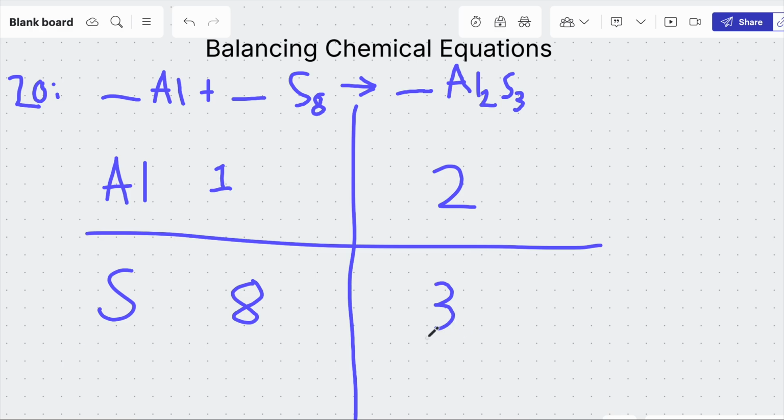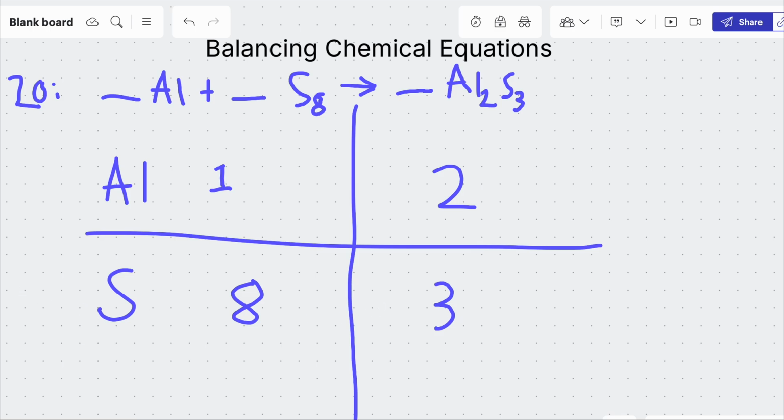All right, everything is balanced. We're good to go. Just kidding. Yeah, hilarious joke, but ALs don't match up, S's don't match up. I think we're gonna try.